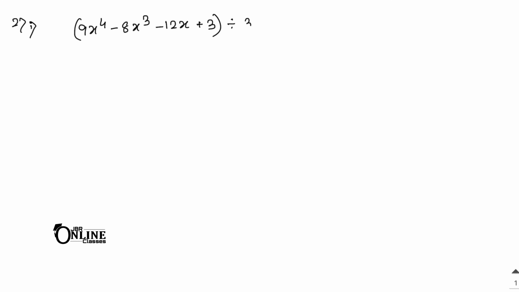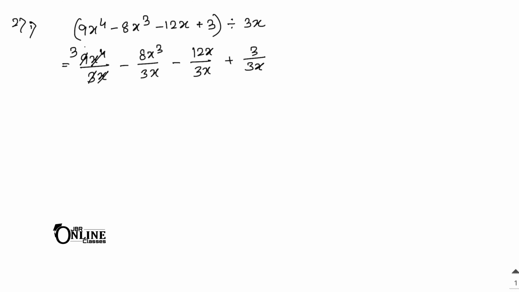Now number 21. In number 21 you have 9x to the power 4 minus 8x cube minus 12x plus 3, and you have to divide this by 3x. So that means each and every term will be divided by 3x. So you have to write 3x as the denominator of each and every term. Remember that. The first one: 3 cancels with 9, it's 3, and x cancels with x to the power 4, it becomes x cube. So it will be 3x cube.